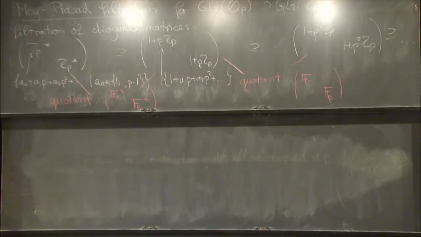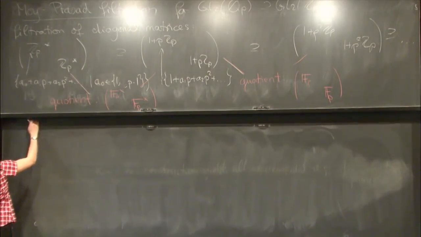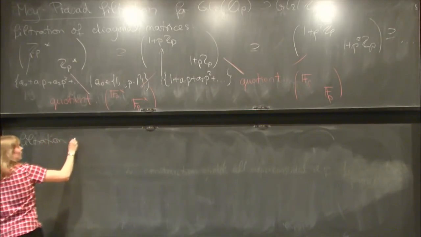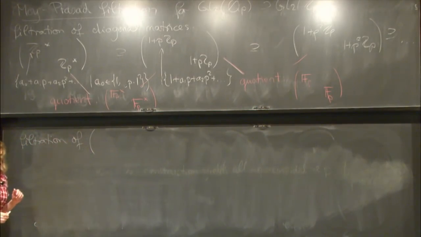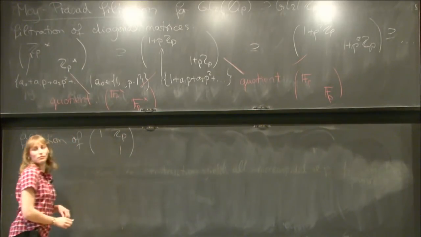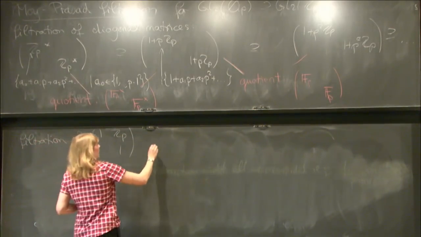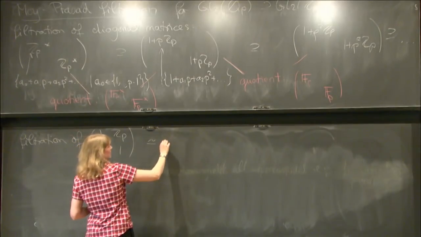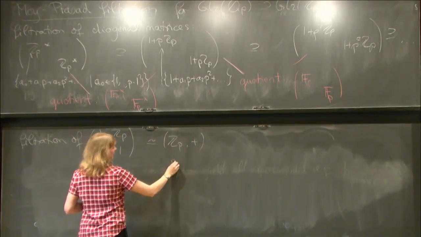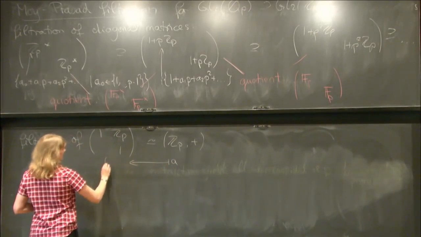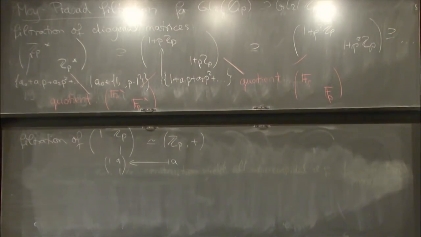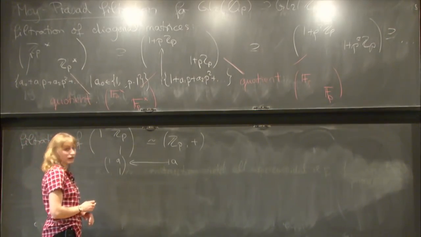So these were the diagonal matrices. Now let's look at the filtration of the upper triangular matrices, so matrices of the form with Zp in the upper right corner, ones on the diagonal. In other words, these matrices are isomorphic as a group to just the additive group of Zp. We're just taking an element in Zp and sending it to the matrix with that element in the upper right corner. Here it's usual matrix multiplication.